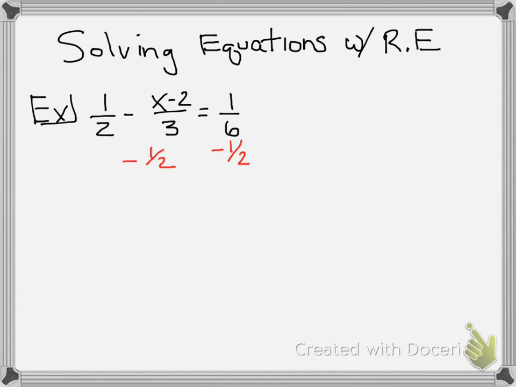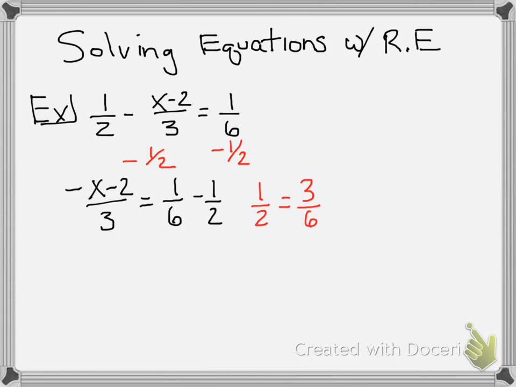Okay, we can just solve this one pretty straight away. Let's go ahead and subtract 1/2 from both sides, which gives us negative (x minus 2) over 3 equals 1/6 minus 1/2. So we've got this right-hand side that we need to combine using the lowest common denominator. Turns out that we can write 1/2 as 3 over 6, which just allows us to subtract these two fractions, and we get that 1/6 minus 1/2 is equal to minus 1/3. Okay, so that should be fairly straightforward.